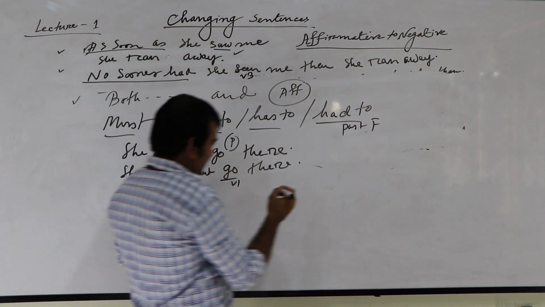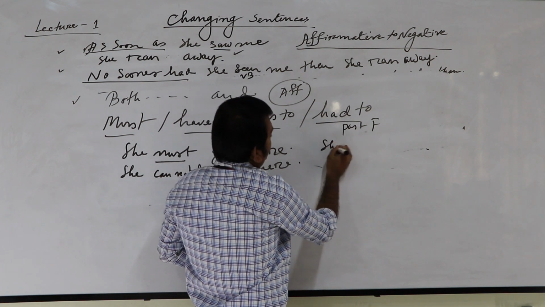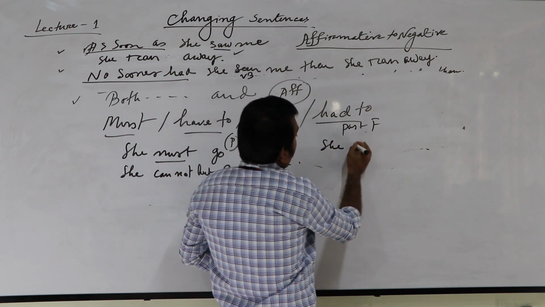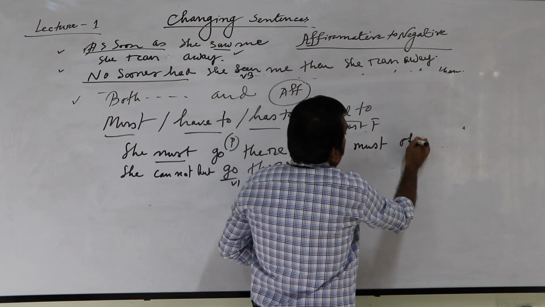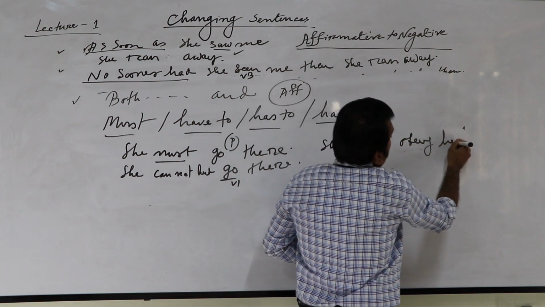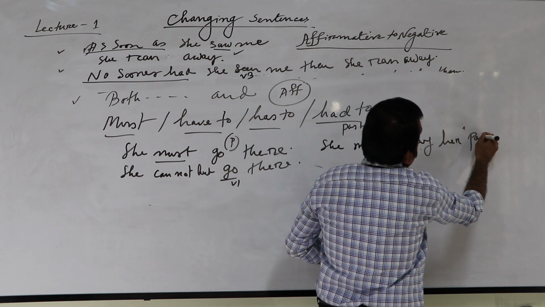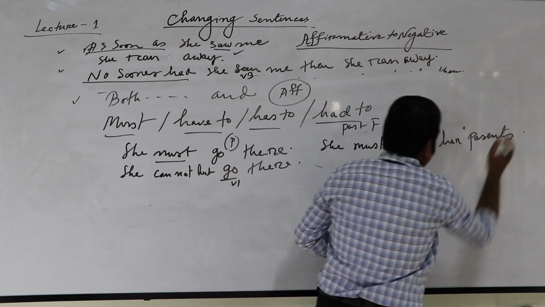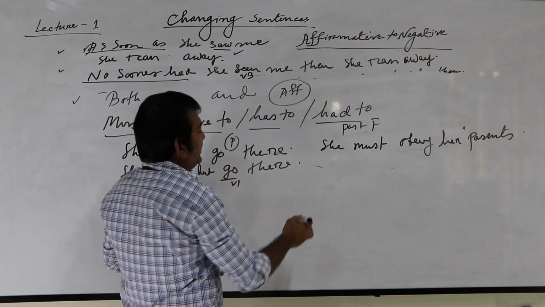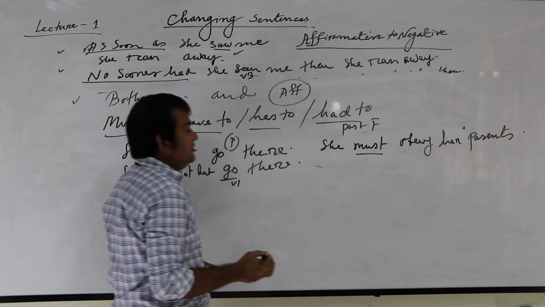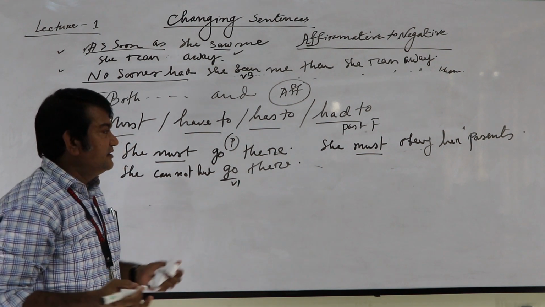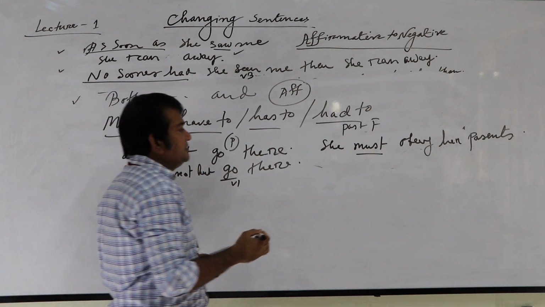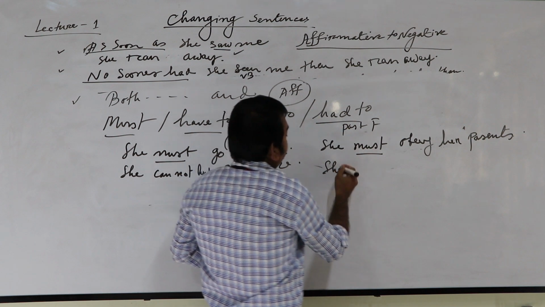Just look at the whiteboard. She must obey her parents. Again must. So it is an affirmative sentence. How will you change it? Just like before.